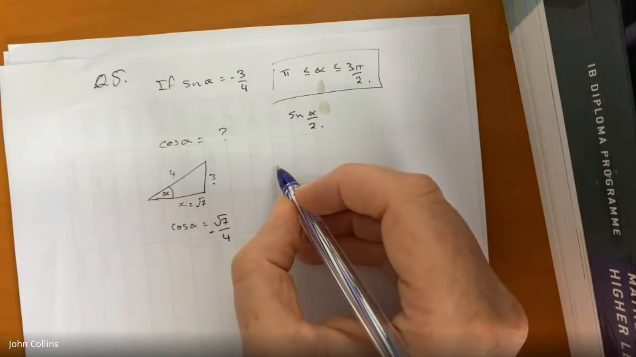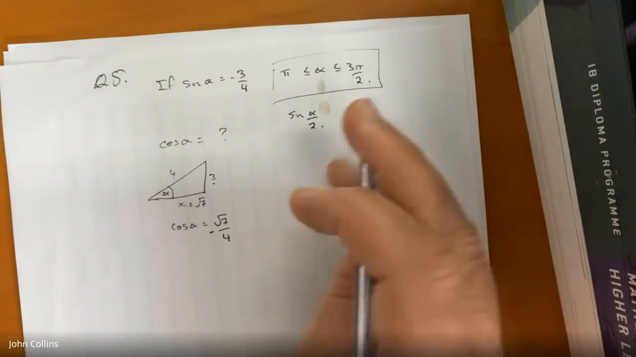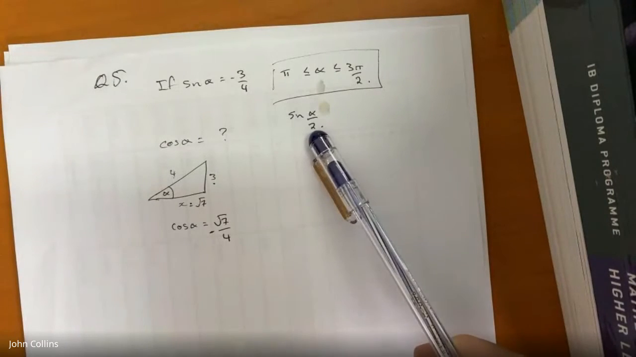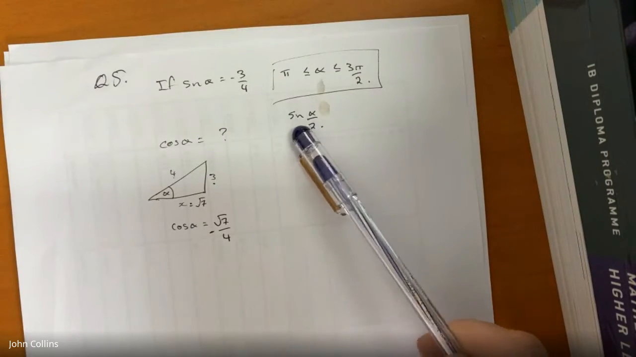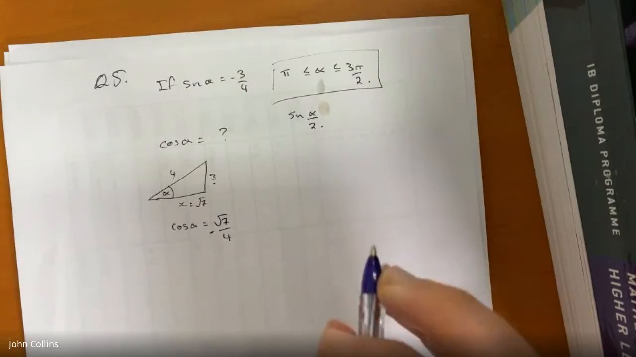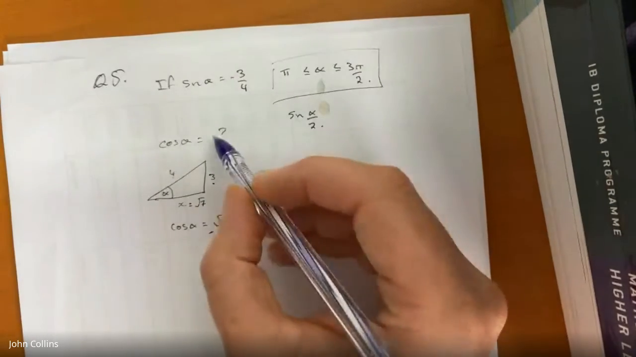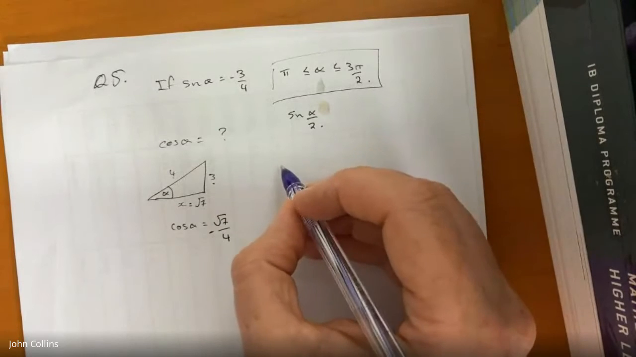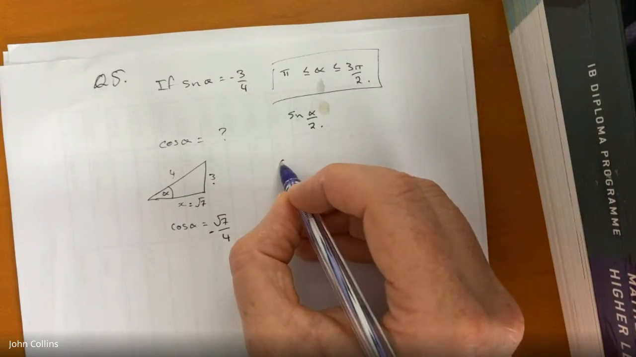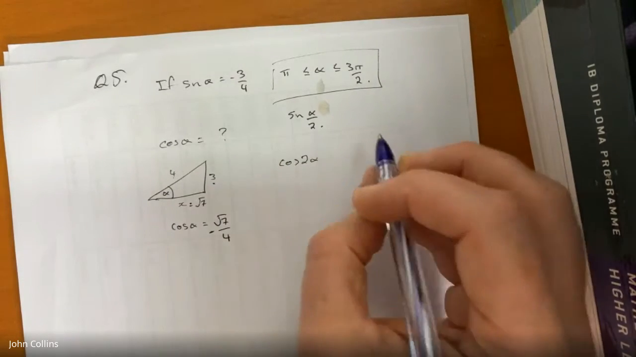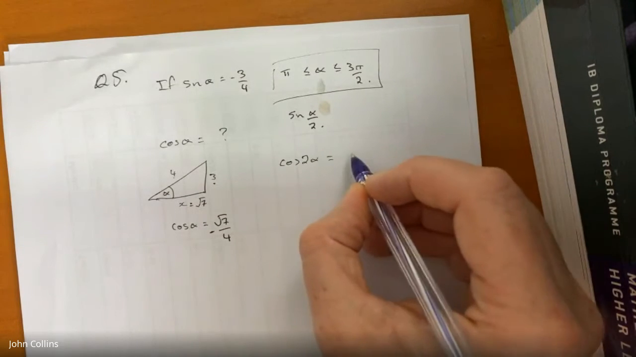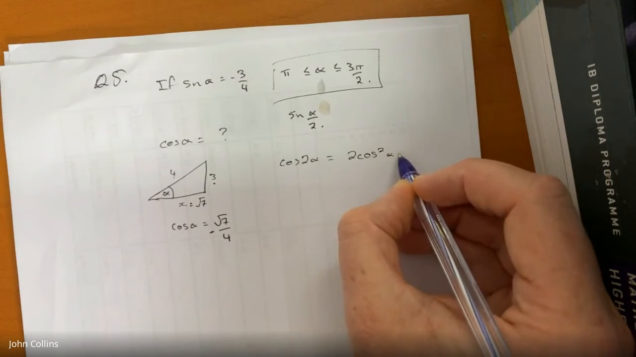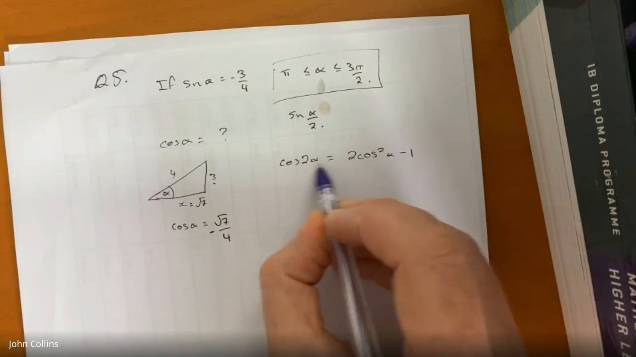Okay. Next on the agenda, I need alpha over 2. So now that I know what sine alpha and cos alpha are, maybe I could use cos 2 alpha, which is 2 cos squared alpha minus 1. And I'll use alpha over 2 here.